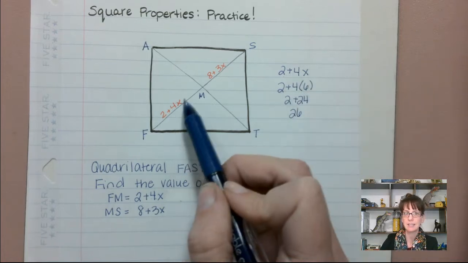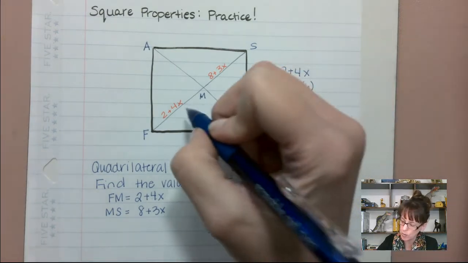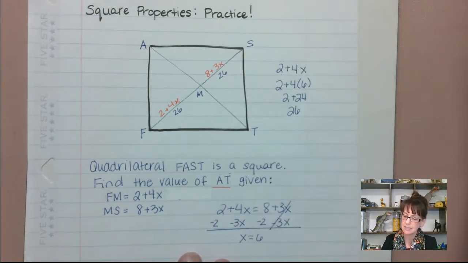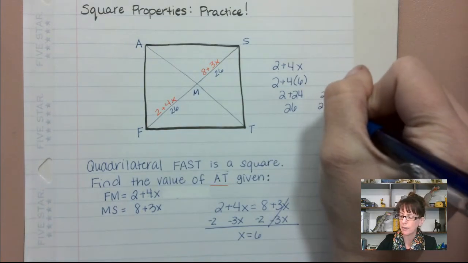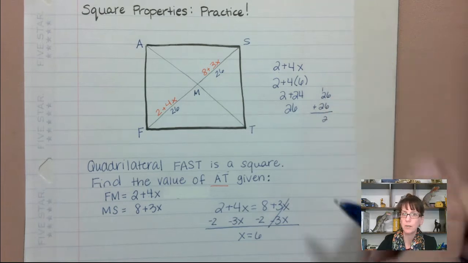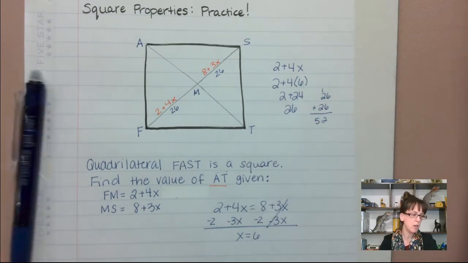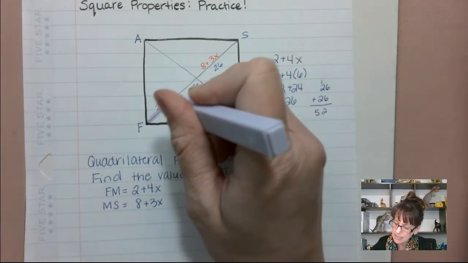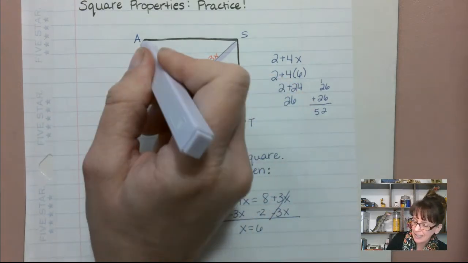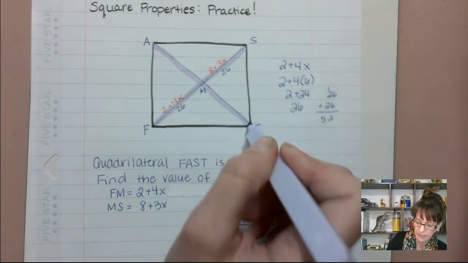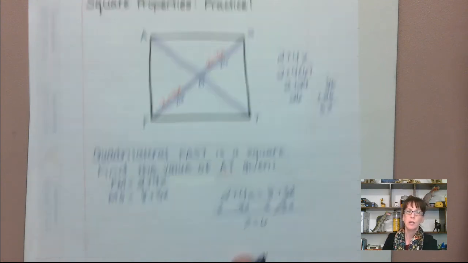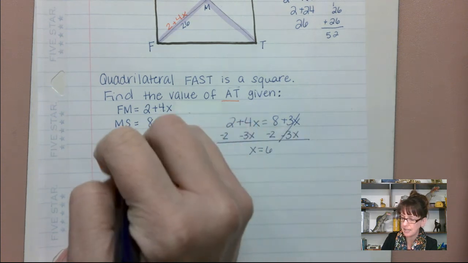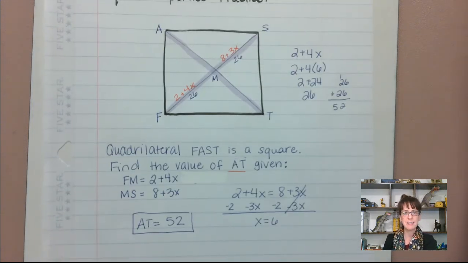So 2 plus 4x, that's this little chunk right here. We have determined that that is 26. If this is 26, then that also means this is 26. Together, if we add those two together, we get 52. So we now know that this whole diagonal right here is 52. Because this diagonal is 52, this diagonal, which is congruent to the other diagonal, is also going to be 52. So AT equals 52.